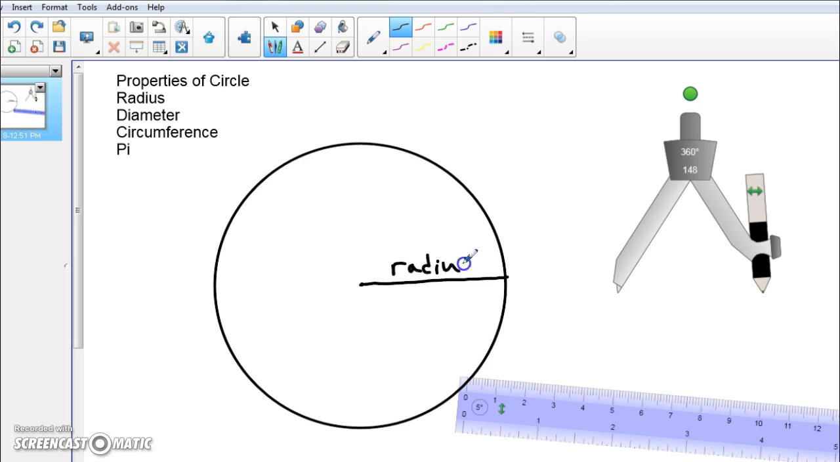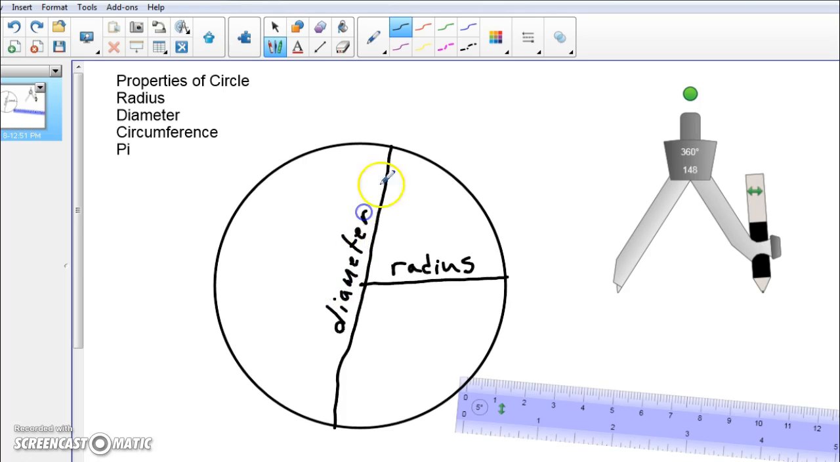So a circle can be defined as all the points that are the same distance from a center point, or the radius. So the radius defines a circle. We also have another line within a circle which runs from one side through the center to the other side of the circle, and we call that distance the diameter.